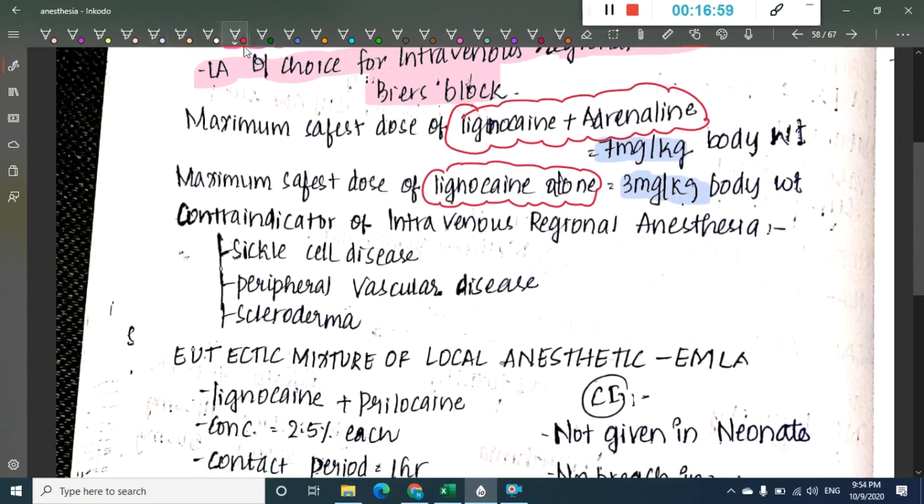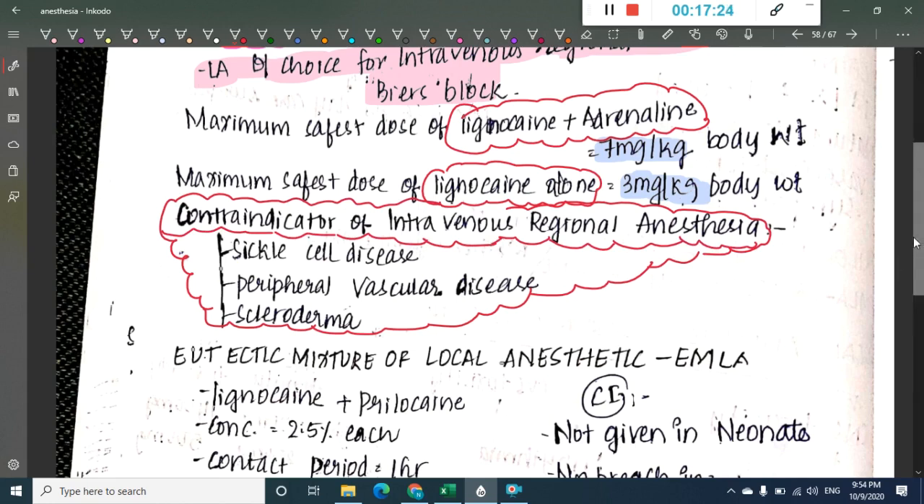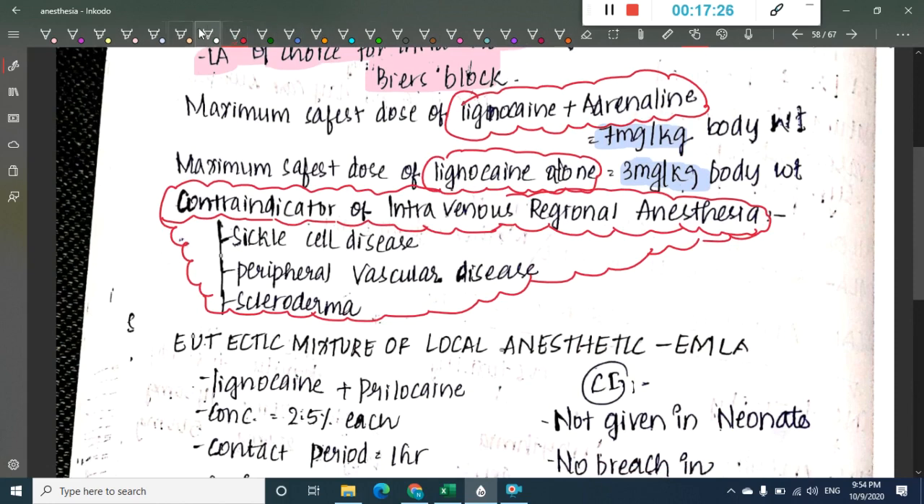Then the most important thing is, what are the contraindications of intravenous regional anesthesia? Intravenous regional anesthesia is mainly contraindicated in conditions like sickle cell anemia, peripheral vascular disease and scleroderma.